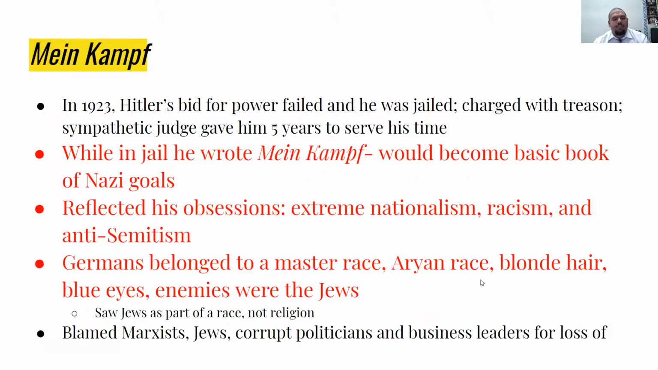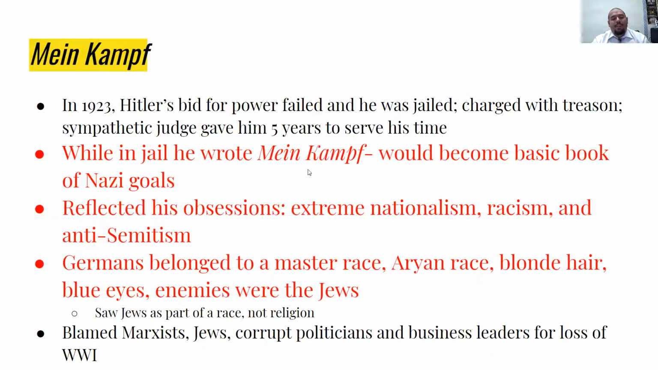So Mein Kampf, which I described at the beginning of this lecture. In 1923, Hitler is going to try and follow in Mussolini's steps and march on Munich. It did not work. He failed and he was jailed, and he would be charged with treason. A sympathetic judge, however, gave him only 5 years. While in jail, he wrote what you could call the Nazi literature of Mein Kampf, which became the basic book for Nazi goals.